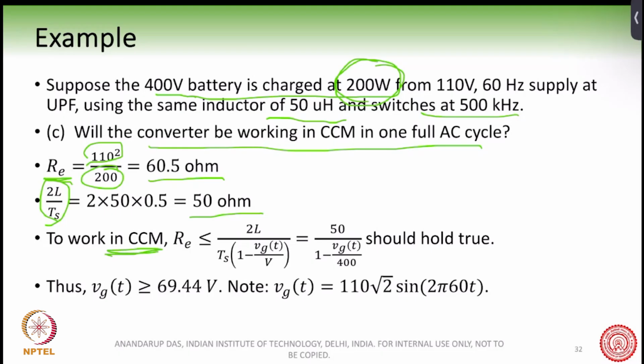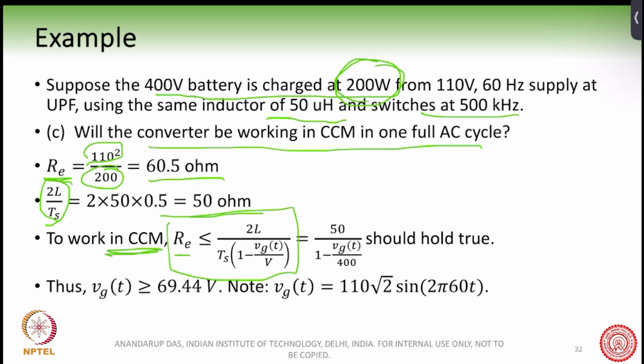Now in order to work in CCM, the original equation was RE must be less than 12 divided by TS into 1 minus VGT by V. We have seen this in one of the previous equations. A special condition of this equation is when the maximum value of dt is equal to 1, which we took in the previous slide. But now what we are seeing is it will partially operate in CCM in one AC cycle, because this expression is what we had started with. So RE is less than 12 divided by TS into 1 minus VGT by V. This condition must hold true.